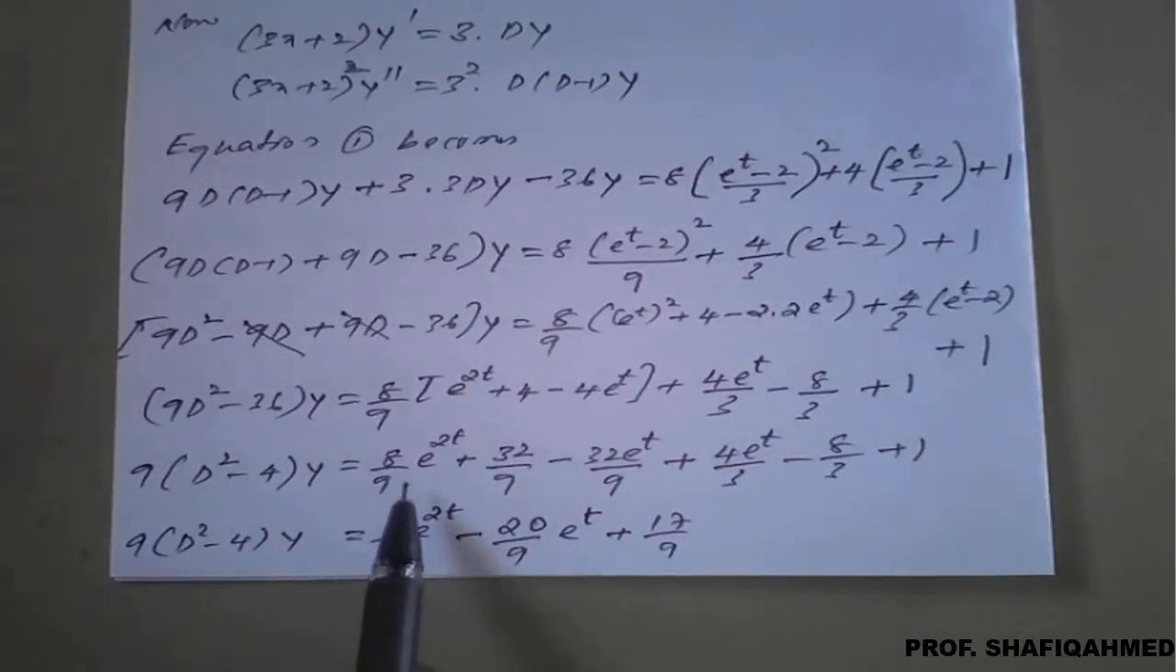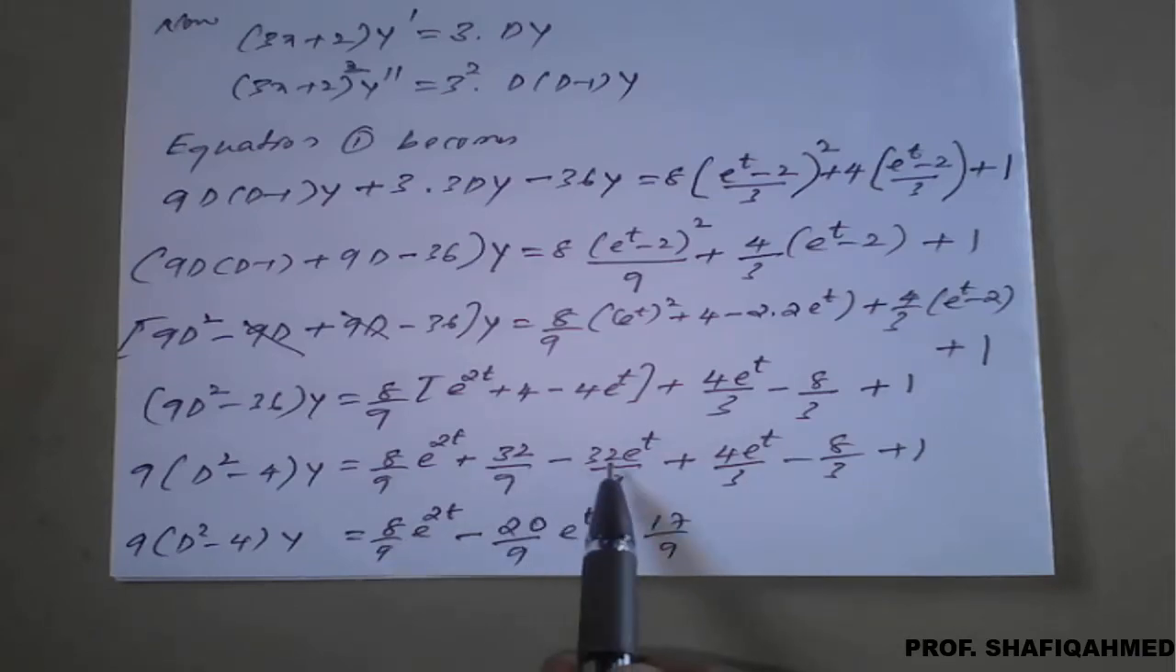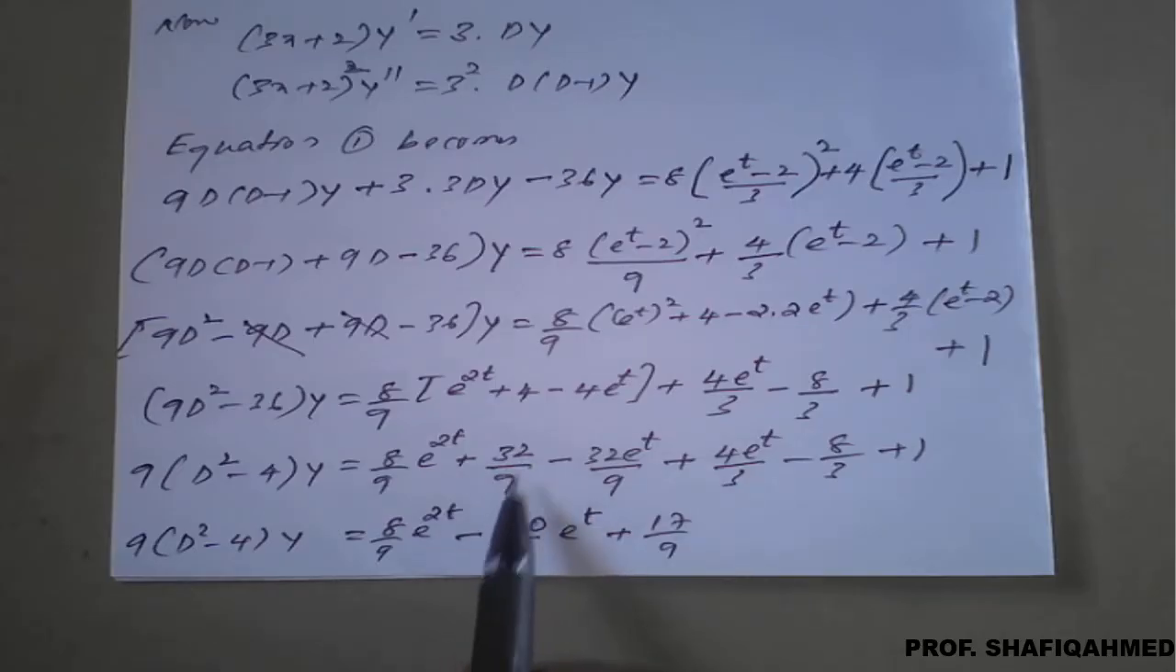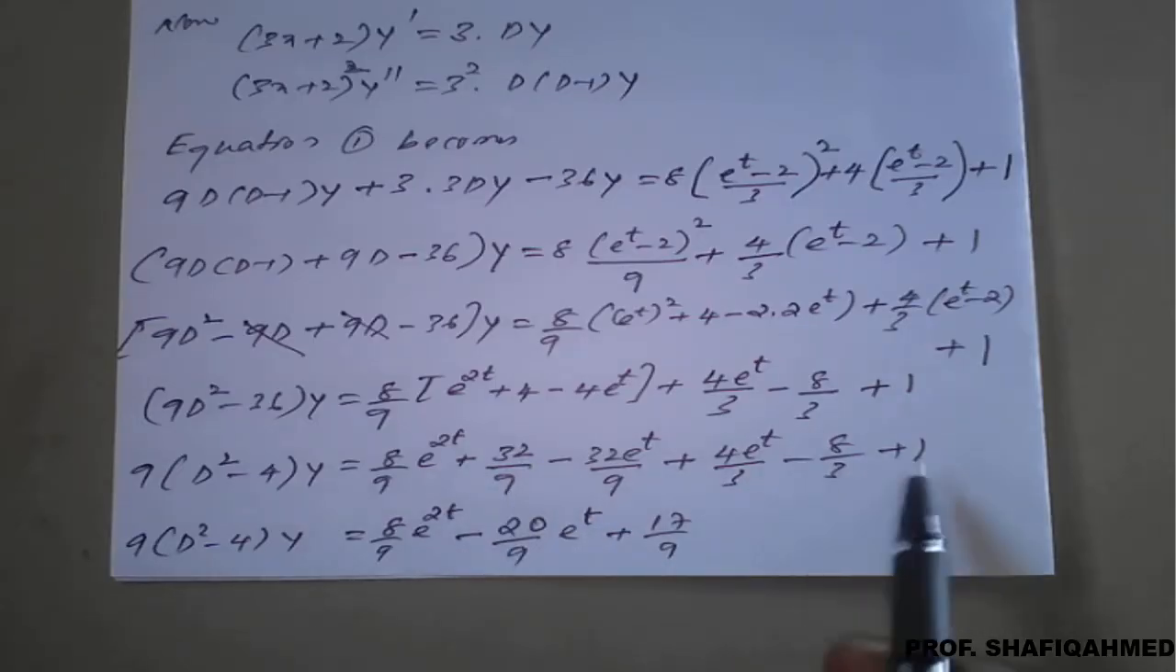So on simplification, just see here: 8 upon 9 e^(2t), we don't have any other such term here, so as it is. Minus 32e^t upon 9 and plus 4e^t upon 3 will become minus 20 upon 9 e^t. Then plus 32 upon 9 minus 8 upon 3 plus 1 will become 17 upon 9. So I don't want this 9 here. So how to remove this 9?